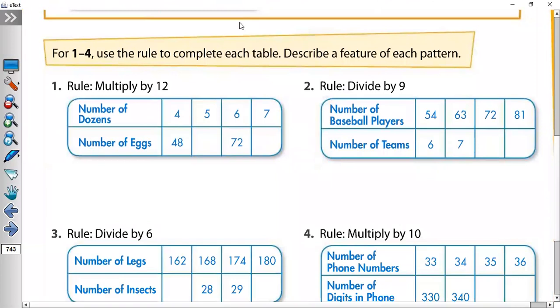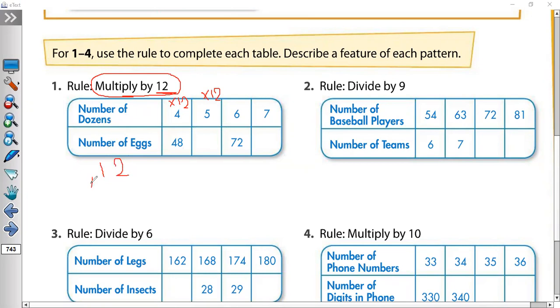Let's make a lot of exercises. Here, our rule is multiply by 12. We have number of dozens, number of eggs. 4 times 12 is 48. What about 5 times 12? If you didn't know it, make a draft, no problem.